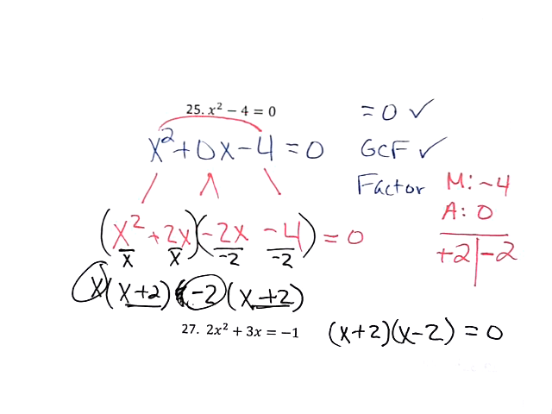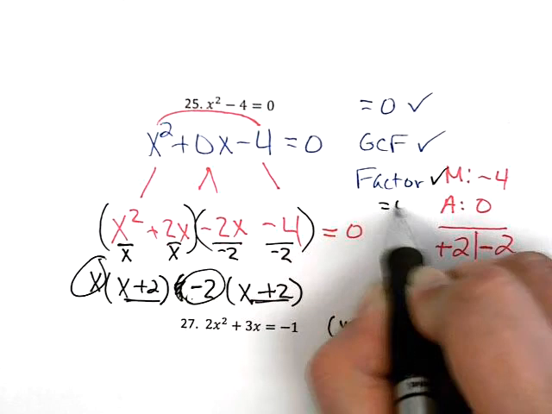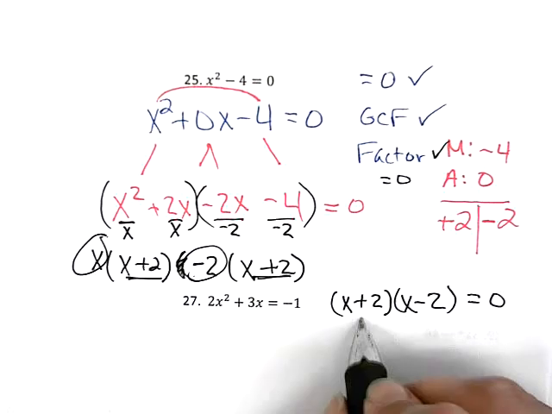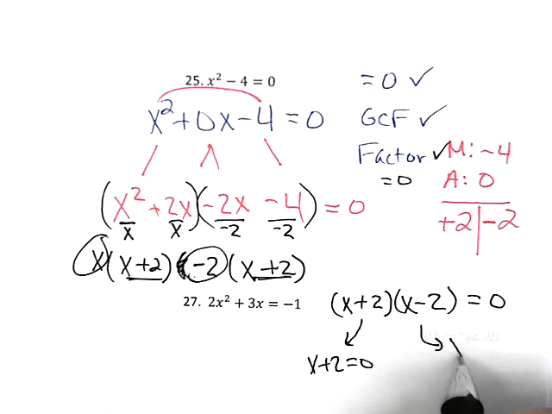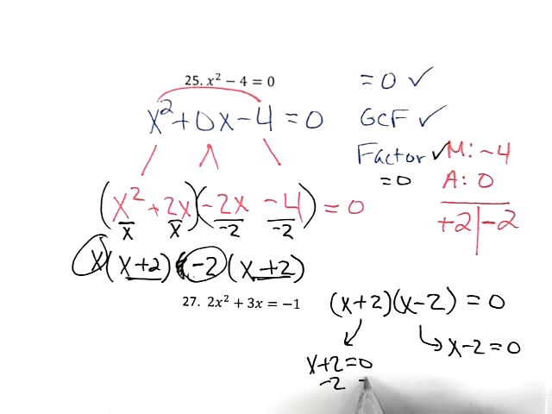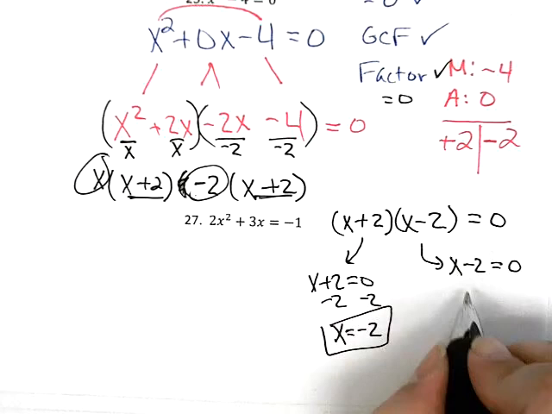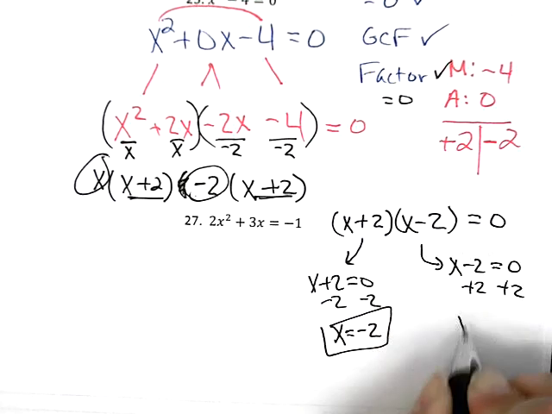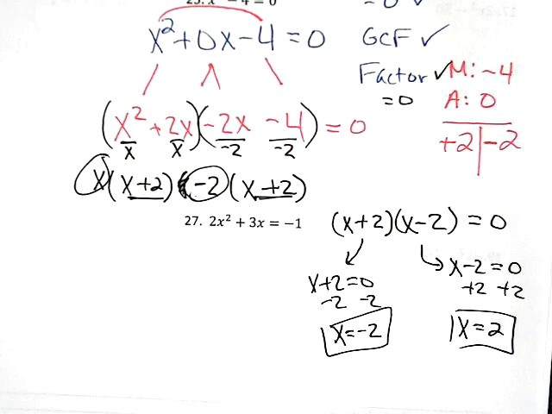and equals 0. Now that it's factored, I'm going to set them equal to 0 and solve. So I'm going to do x plus 2 equals 0, and I'm going to do x minus 2 equals 0. And now I'm going to solve both of those. To get x alone here, I'm going to subtract 2, so I get x equals negative 2. And to get x alone on the other one, I'm going to add 2, so I get x equals positive 2. Those are my answers there if I were going to do splitting the middle.